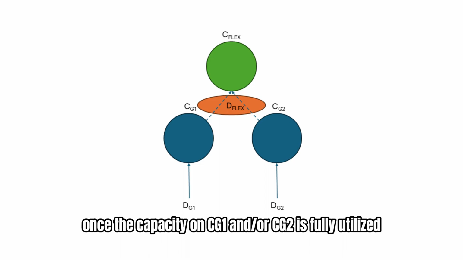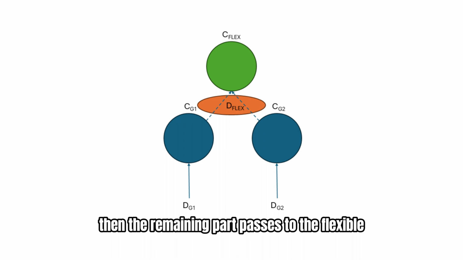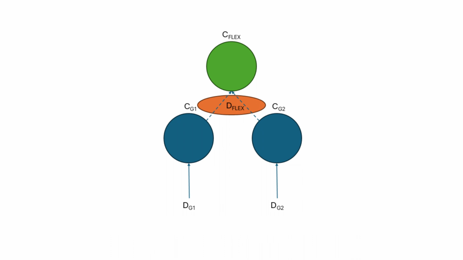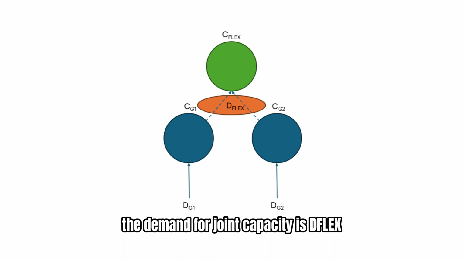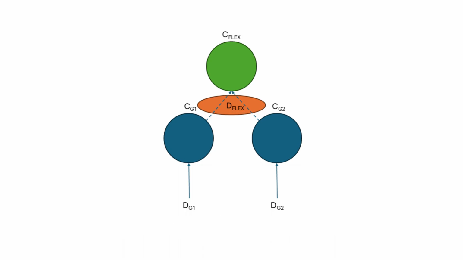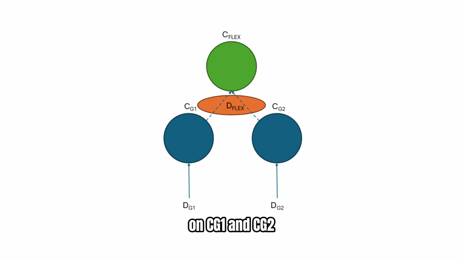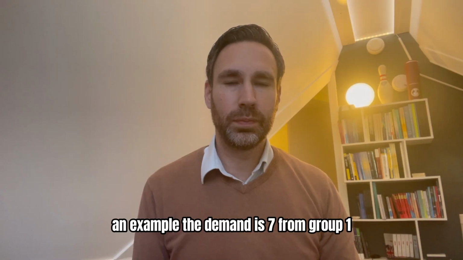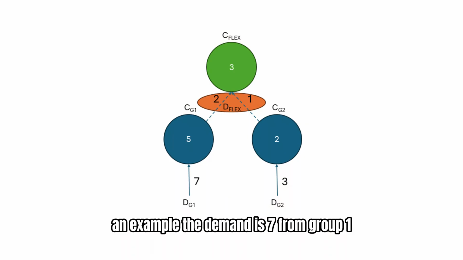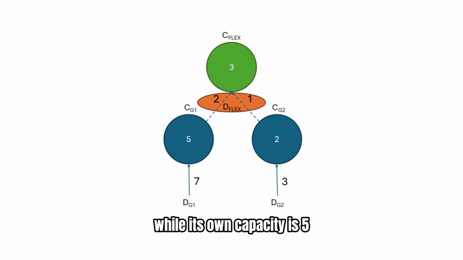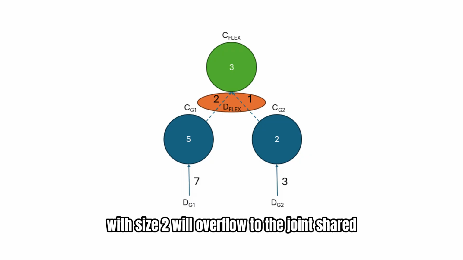This happens once the capacity on CG1 and/or CG2 is fully utilized. Then the remaining part passes to the flexible or joint capacity. The demand for joint capacity is D-flex, and thus is the sum of all demands that cannot be done on CG1 and CG2. An example: the demand is 7 from Group 1, while its own capacity is 5. Therefore, another demand with size 2 will overflow through the joint shared capacity.